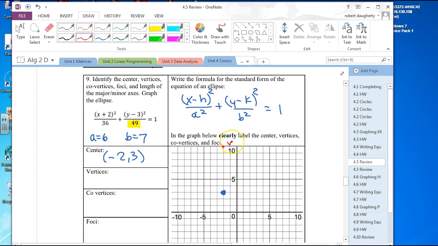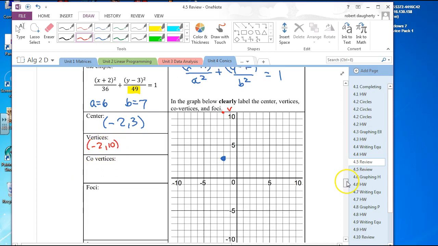Right there, that is a vertex. Okay, and so what is that point? That is -2, 10. So this is 3, 4, 5, 6, 7, 8, 9, 10. Don't let the way the graph there looks fool you. But so -2, 10 is one of the vertices. Well, there's a matching one if I go down by 7: 1, 2, 3, 4, 5, 6, 7. Right here, that is -2, -4. Okay. So that's how I find the vertices.